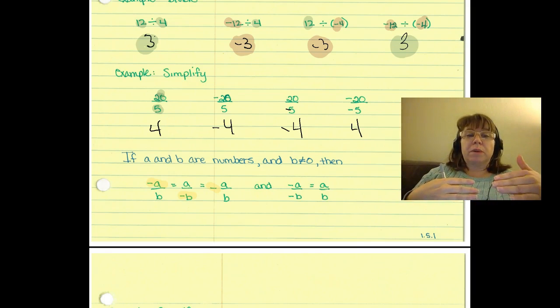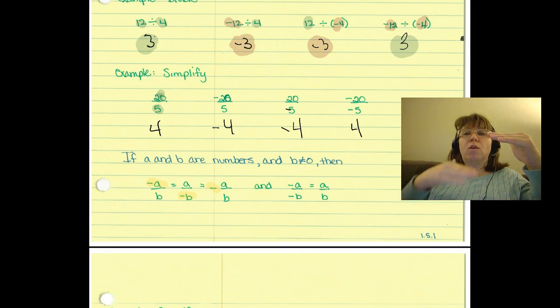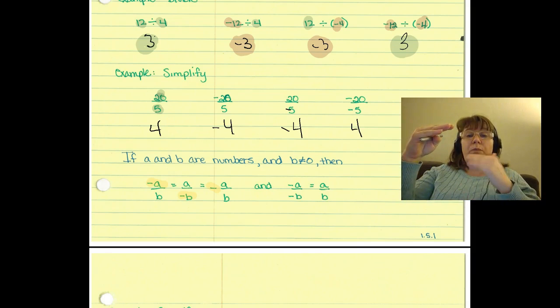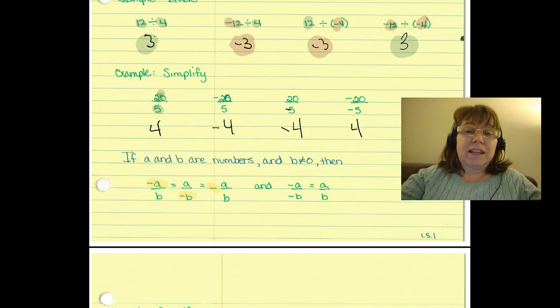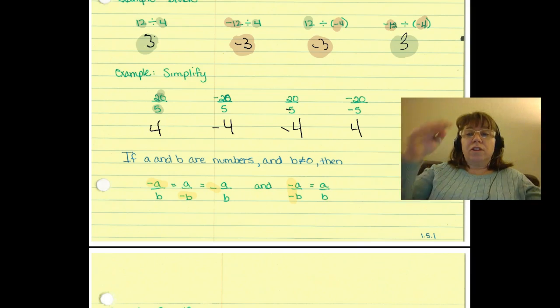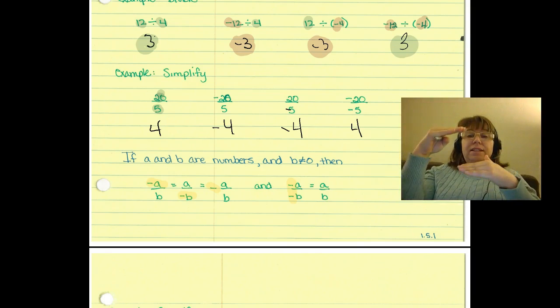So negative a over b equals a over negative b, which equals negative a over b. Likewise, if you have negative a over negative b, that's exactly the same thing as positive a over positive b, because in essence, the negative over negative cancels itself out. Remember, anything over itself is 1. So negative over negative is 1, so you can get rid of it.